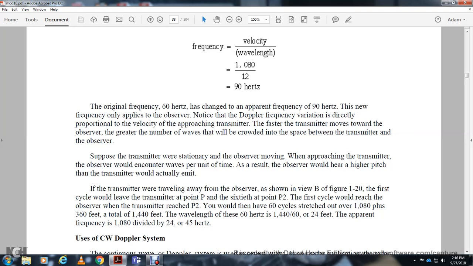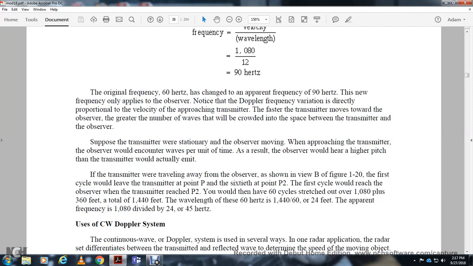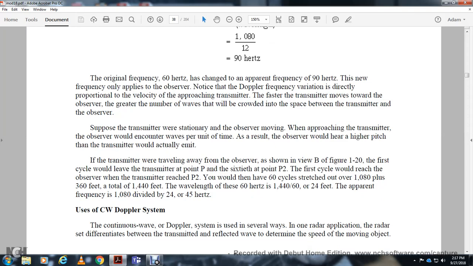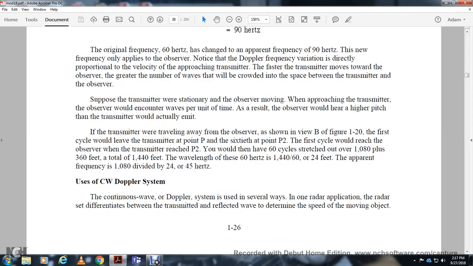In figure 1-20, view B, the first cycle would leave the transmitter at point P, and the sixtieth at point P2. When the first cycle reaches the observer, the transmitter reaches point P2, but the 60 cycles are stretched over 1,080 plus 360 feet, a total of 1,440 feet. The wavelength at 60 Hz is 1,440 feet divided by 60, which is 24 feet. The apparent frequency is 1,080 divided by 24, which is 45 Hz. This is the use of the continuous wave Doppler system.